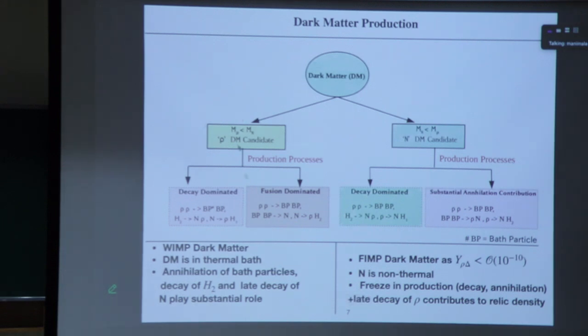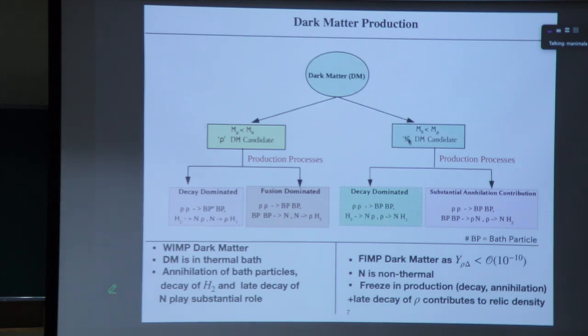This flow chart summarizes the importance of different production processes. If rho is the dark matter, which happens if the mass of rho is less than the mass of n, then certain processes become important. And if n is the dark matter candidate, that happens when the mass of n is less than the mass of rho. But there is a very crucial difference between these two. Remember, rho is an SU(2) triplet, so rho to bath particle annihilation is always possible. That is basically a thermal dark matter candidate, so it will be a WIMP dark matter candidate.